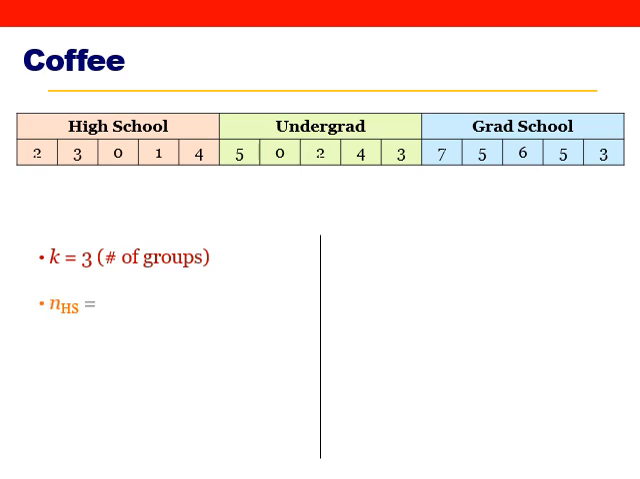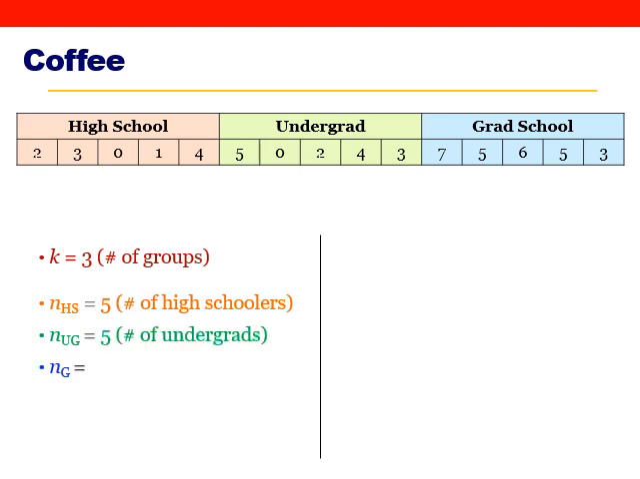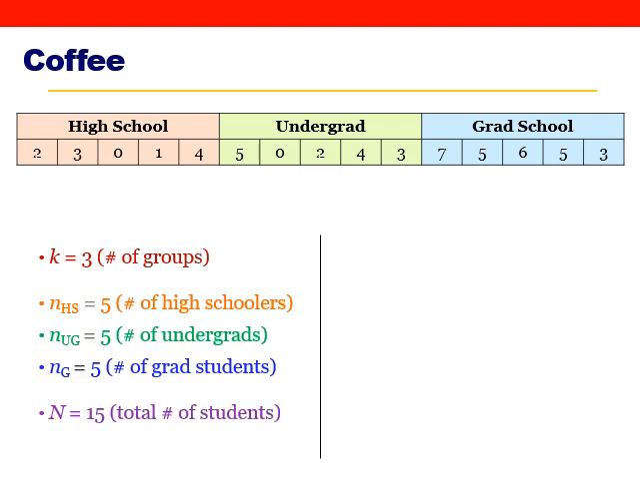There are 5 people, I'm sorry, my fault, 5 people in high school. There are 5 undergrads, and there are 5 grad students in this study. So the little n for each of those groups will be equal to 5, which tells us that we have 5 people in each of those 3 groups. In total, we have 15 students in our study.